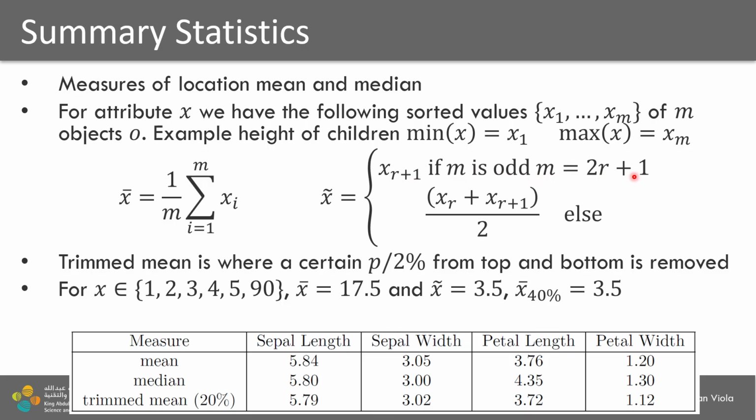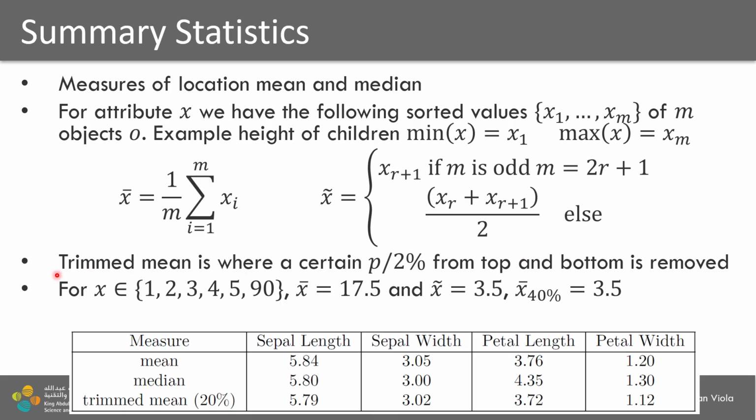And that holds for an odd number, if we have an odd total number of data objects. If we have an even number, then we take x_r and x_(r+1), and we average them. So this is the median for an odd amount of objects and for an even number of objects.